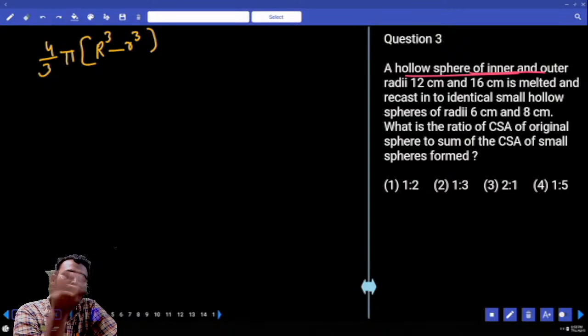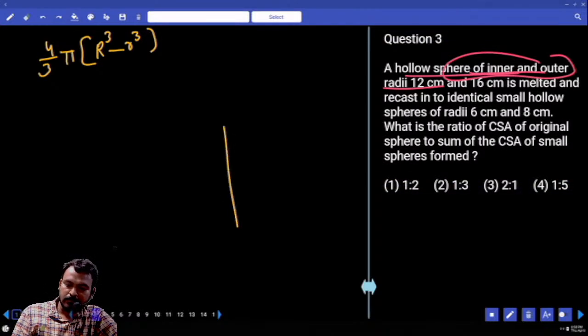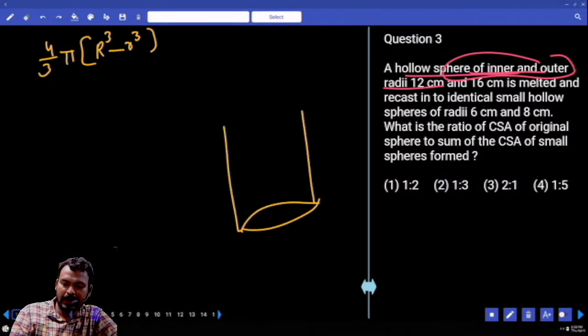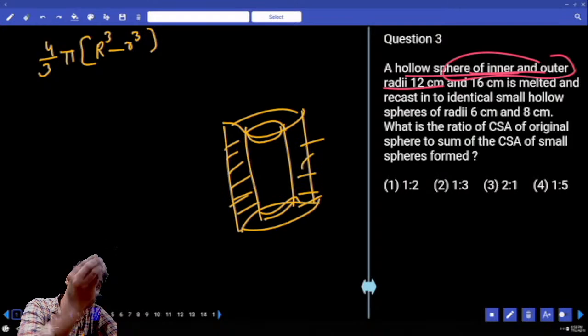Larger sphere volume. A hollow sphere of inner and outer radius means one is the outer diagram, another one is the inner diagram. The difference of these two gives the hollow sphere volume. Okay, that is the larger sphere volume minus the smaller sphere volume, the larger hollow sphere volume.